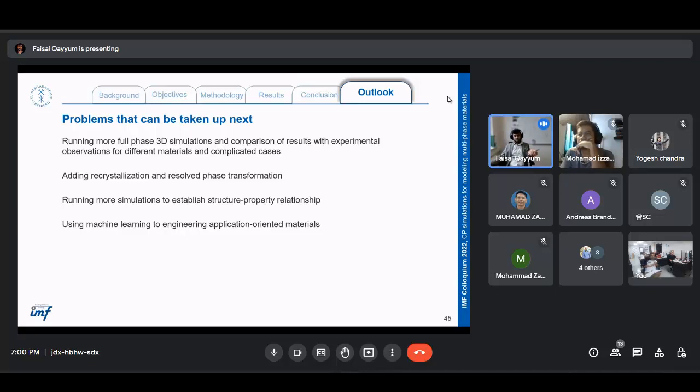We also want to run more simulations to establish structure property relationships. So we want to develop process maps based on the material microstructural changes, and we want to use machine learning to engineering application oriented materials. So these are the challenges which in the future we are working with.